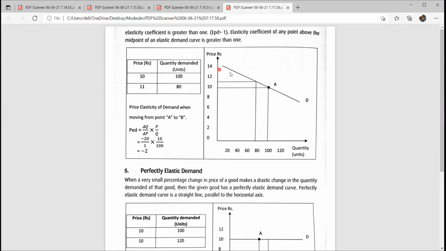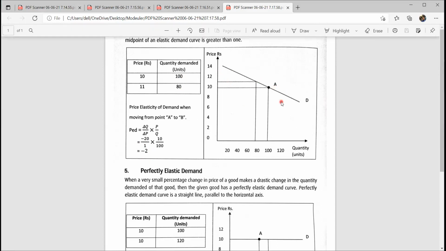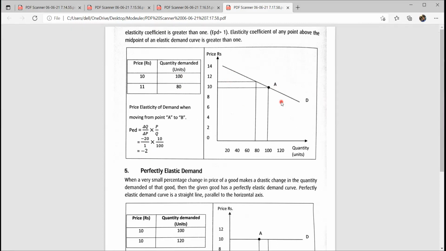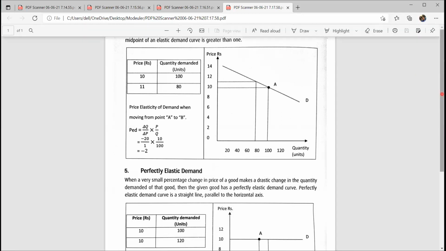And this is the curve of the diagram. The slope is somewhat low, and it is said to be elastic. We can say a flatter demand curve, sort of a flatter demand curve.